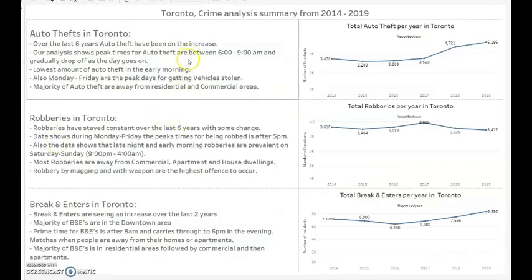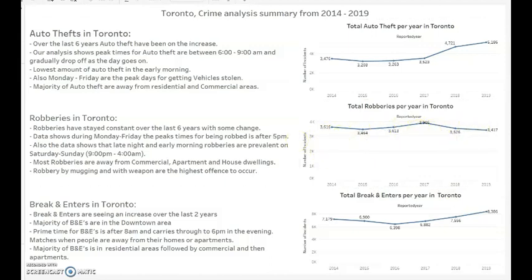And here I just wrote down the comments that I've talked about, but mainly the trends for auto theft in Toronto are on the increase. The break and enters went into a bit of a lull in 2016, but are on the increase, and then robberies have been fairly consistent.